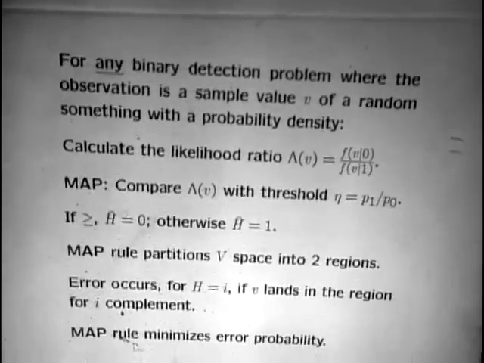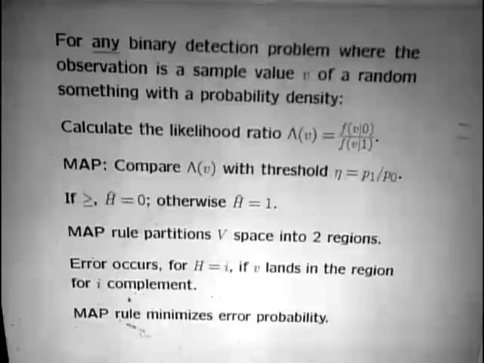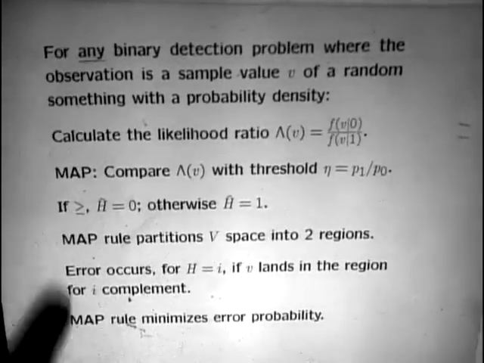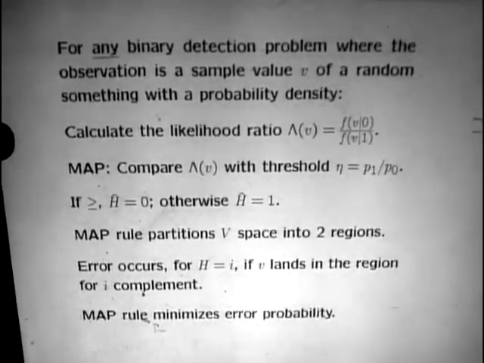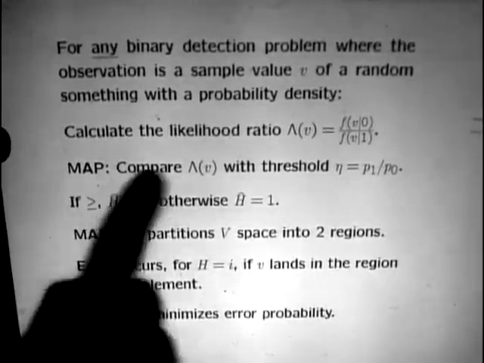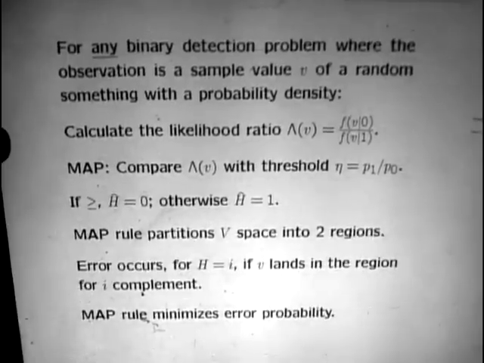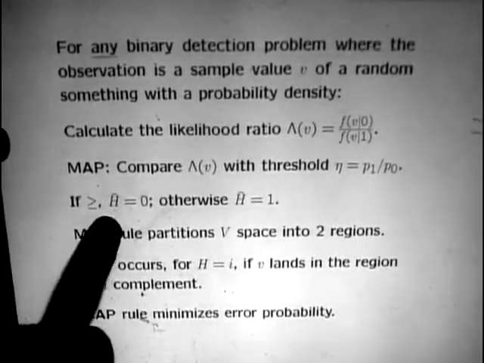Summarized here, for any binary detection problem where the observation is a sample value of a random something, namely a random vector, a random process, a random variable, a complex anything, anything whatsoever, so long as you can assign a probability density to it, you calculate the likelihood ratio, which is this ratio here, so long as you have densities you can talk about. The MAP rule is to compare this likelihood ratio with the threshold, which is just a ratio of the a priori probabilities. If this is greater than or equal to that, you choose 0.